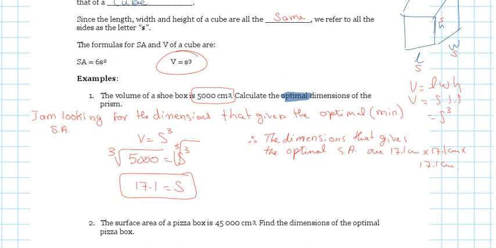Now, if I want to give you a part B to this, what do you think I should ask you? The opposite way? I can't give you the opposite way because I'm starting with a volume. What kind of question can I ask you here? Find the minimum surface area, right? I can ask you to find the surface area. It's a matter of taking this formula, plugging in S as 17.1 and finding your surface area. And that would be your minimum surface area. That could be part B.